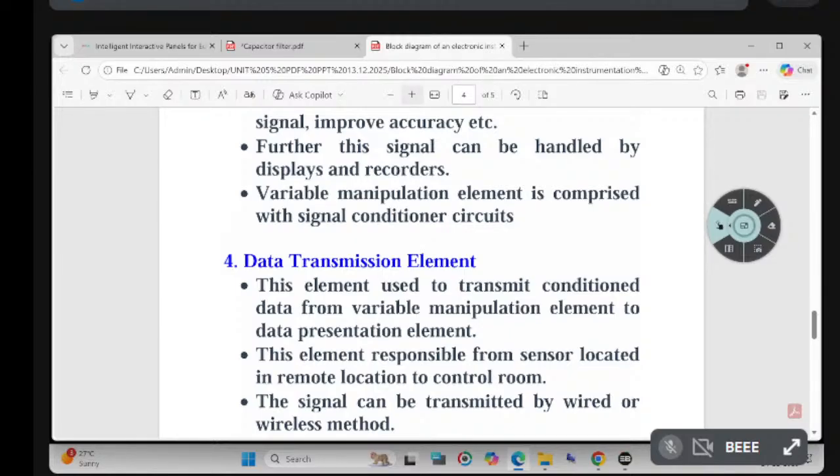Last one, now we have to present the data: record or display the data. So this block diagram and these points, if you write, you will get the 7 marks question. These are all previous questions. So, totally 6 questions we have completed today.